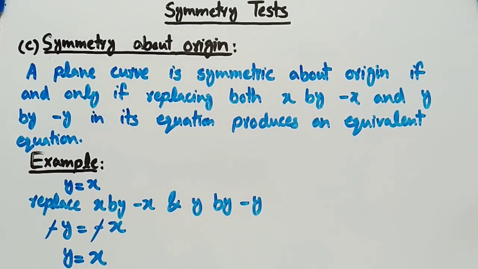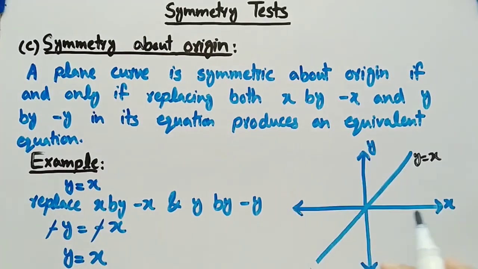In this example, we can see that when we replaced x by minus x and y by minus y, we got the same equation as the original one. So it means that the graph of this equation is symmetric about origin. This is the graph of the straight line y is equal to x, and we can clearly see that it is symmetric about origin since it has same behavior in first and third quadrant.